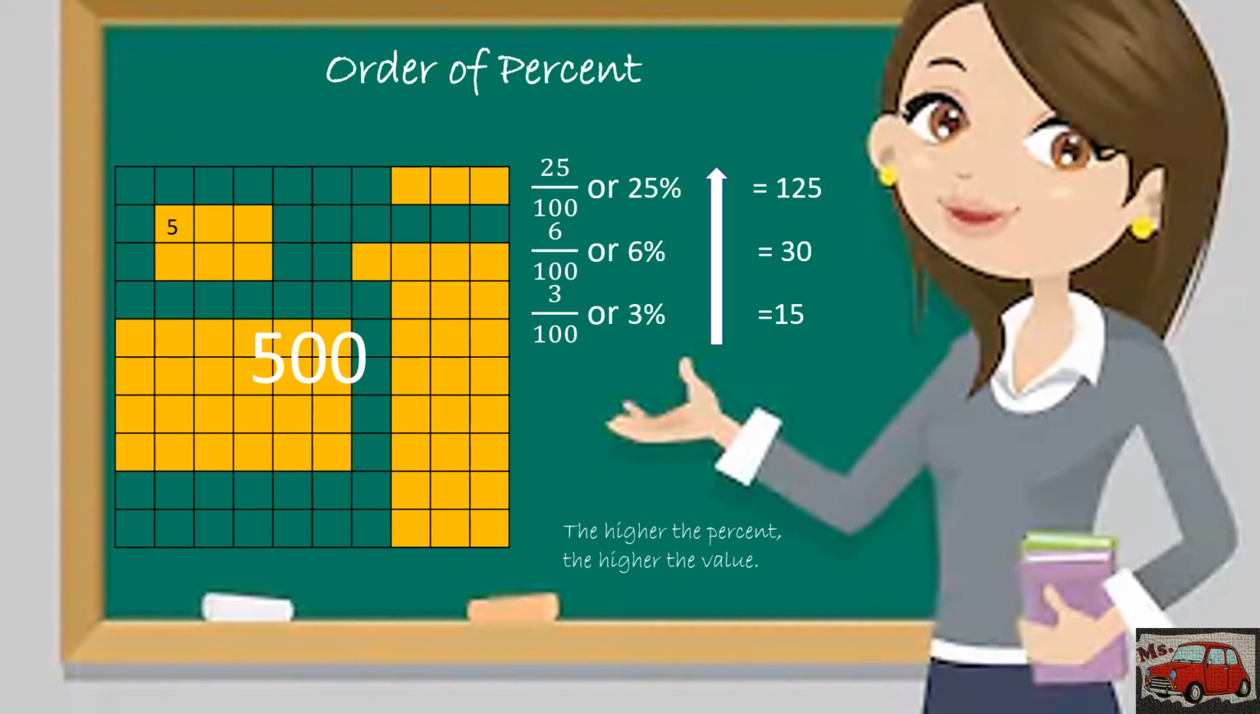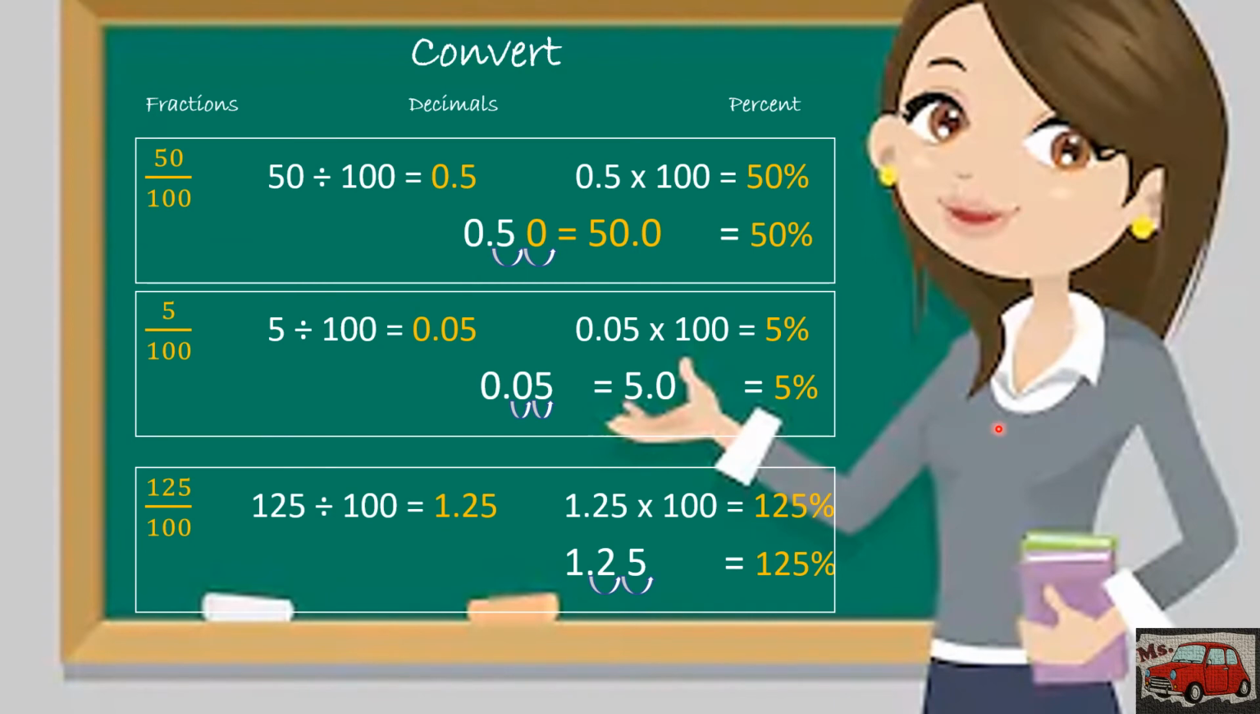Okay? Okay, so this time we will convert fractions to decimals to percent. Alright? So, equal lang sila. Alright? So, kinonvert lang natin. So, I have here 50 over 100. So, to convert that to decimal, divide the 50 and the 100. So, 50 divided by 100, that is 0.5.